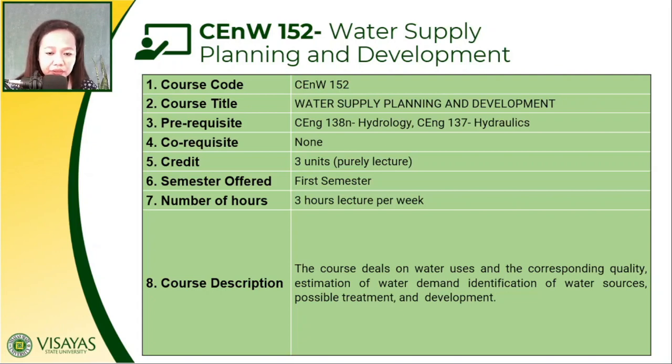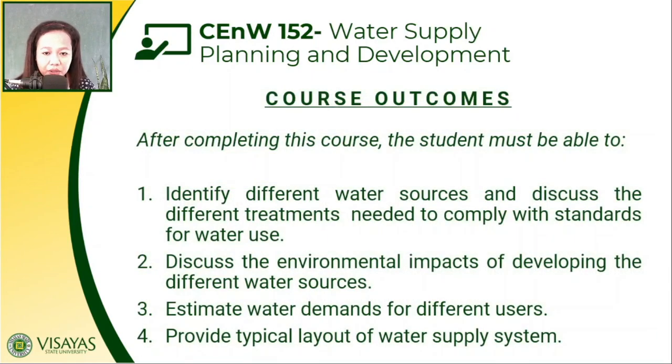So we have the course description for water supply planning and development. This course deals with water uses and the corresponding quality, estimation of water demand, identification of water sources, possible treatment, and development. After completing this course, the student must be able to identify different water sources and discuss the different treatments needed to comply with the standards for water use, discuss the environmental impacts of developing the different water sources, estimate water demands for different users, and provide a typical layout of a water supply system.